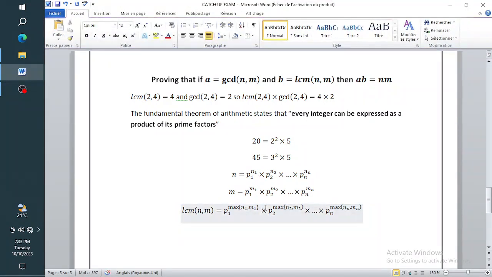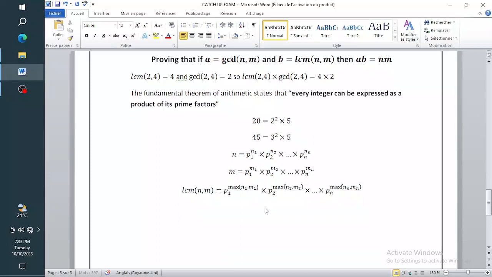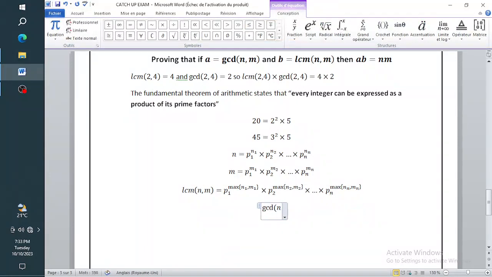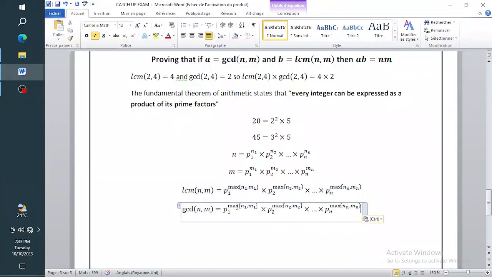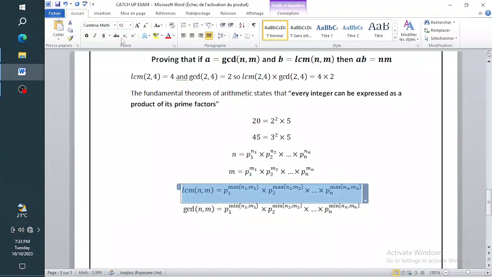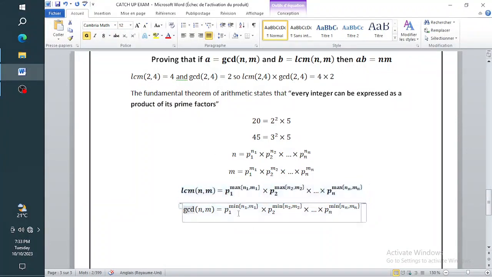Okay, and what about the greatest common divisor, the GCD? The GCD of n and m is equal to, instead of having maximum here, you just replace the maximum with minimum. So instead of maximum we have minimum, everywhere. So basically these are the respective definitions of the LCM and the GCD once we have the prime factorization of the two integers.